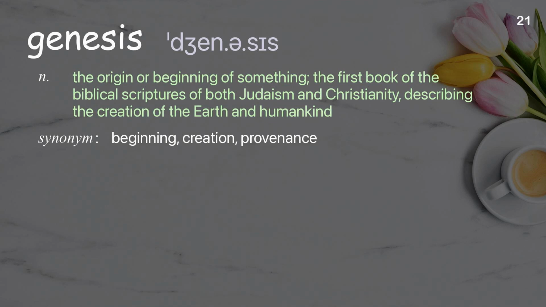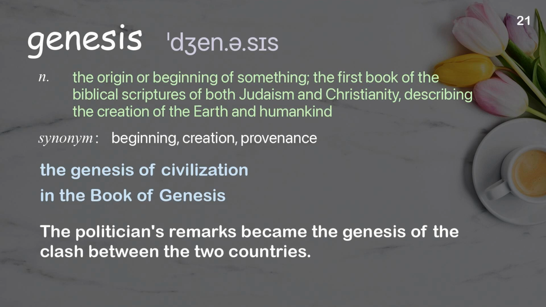Genesis. The origin or beginning of something. The first book of the biblical scriptures of both Judaism and Christianity, describing the creation of the earth and humankind. Examples: The genesis of civilization. In the book of Genesis. The politician's remarks became the genesis of the clash between the two countries.